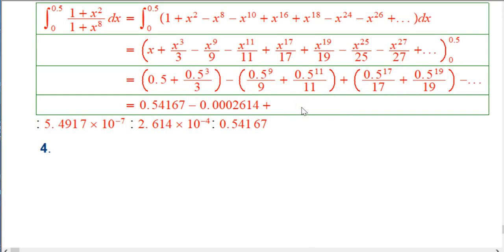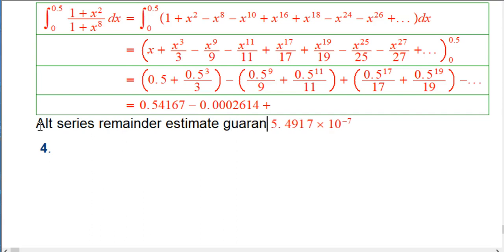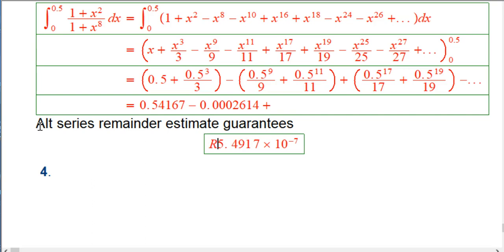Oh, yeah. Okay. So if we want the minimum number of terms to add together to guarantee that the remainder is less than 10 to the minus fourth, you just need these two. Because the alternating series test, let me write that down, or the alternating series remainder estimate, guarantees that the remainder, just for those first two terms, the absolute value of the remainder is less than this guy.